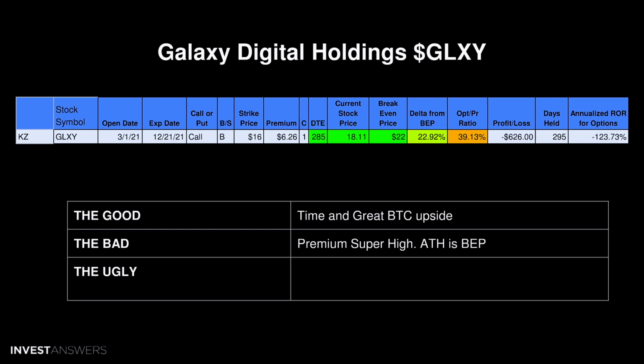So the good in this case is, yes, you bought time because you have until December this year, so lots of window to make things happen. And I believe there's great Bitcoin upside for GLXY. So they're the two big positives. So yes, big thumbs up there.